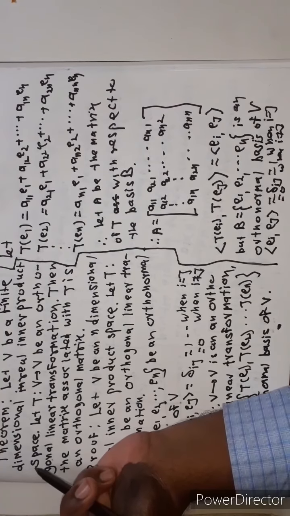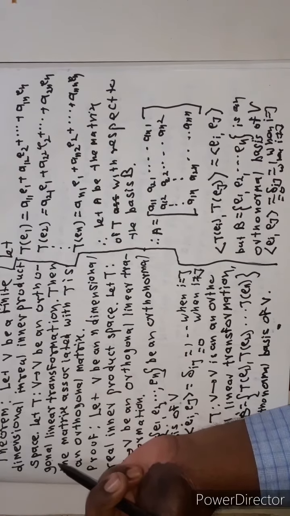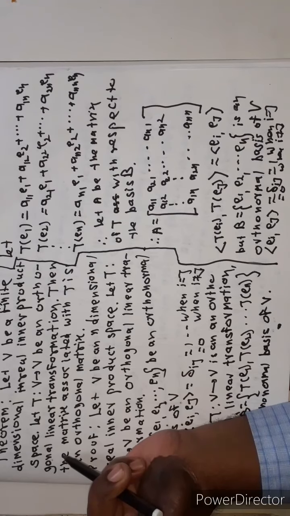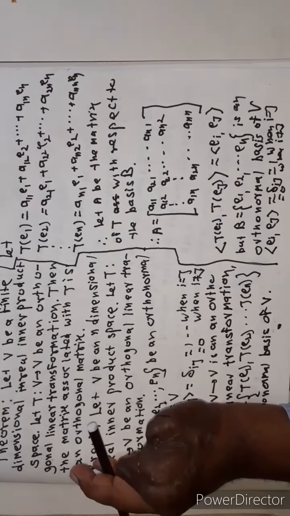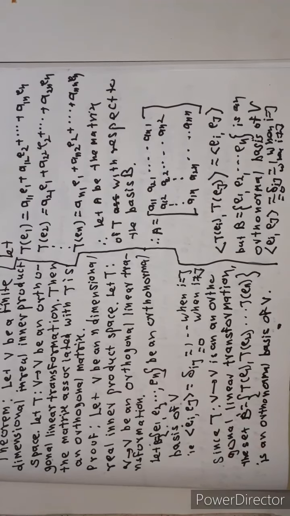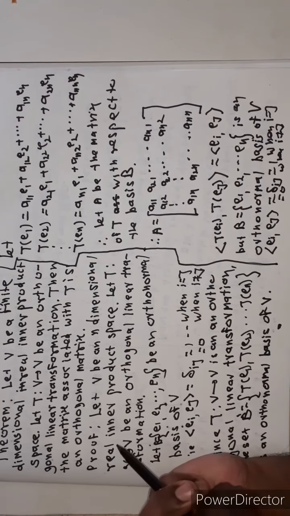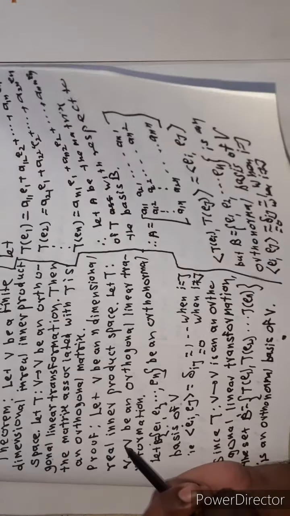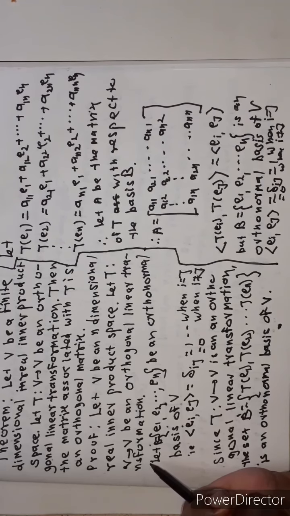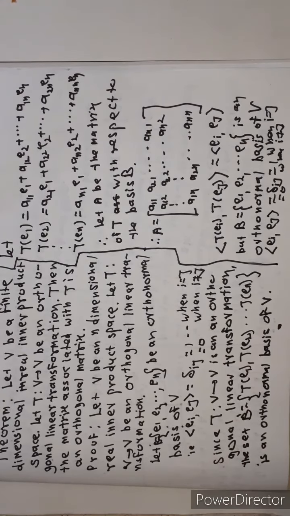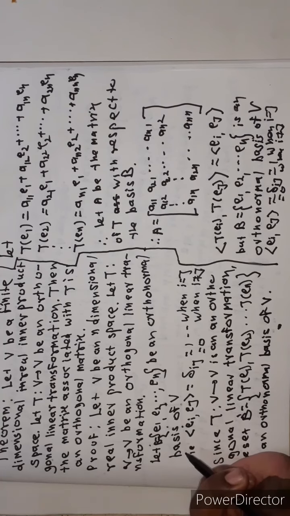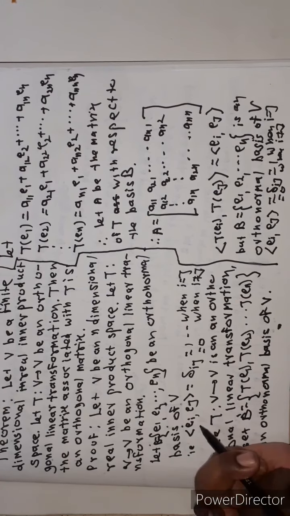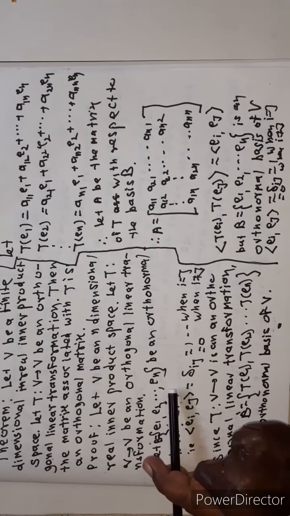Here, let V be a finite dimensional real inner product space and T from V to V be an orthogonal linear transformation, then the matrix associated is an orthogonal matrix. Now we are revising the proof of this theorem. Let V be an n dimensional real inner product space, that is, V is a vector space which is an inner product space and V has dimension n. Let T from V to V be an orthogonal linear transformation. Let B, E1, E2, En be an orthonormal basis of V.